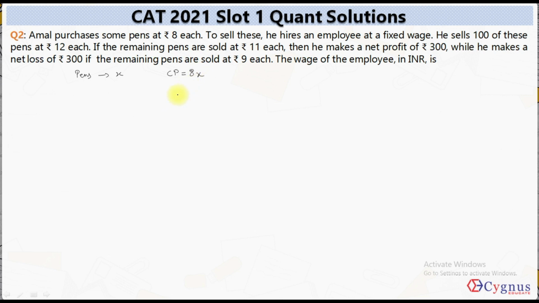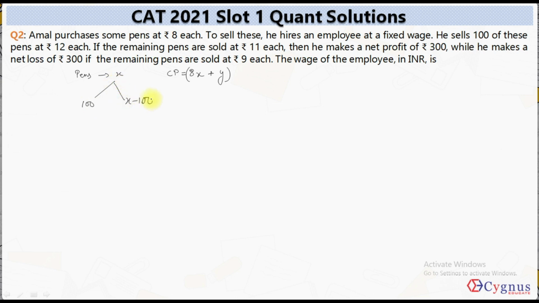To sell these, he hires an employee at a fixed wage. That means he'll have to pay some salary to that employee. Let's say salary of that person is Y rupees. So his total investment becomes 8X plus Y. Am I right? Now he sells 100 of these pens at 12 each. Out of these X pens, he is going to sell 100 pens. So how many are left with him?